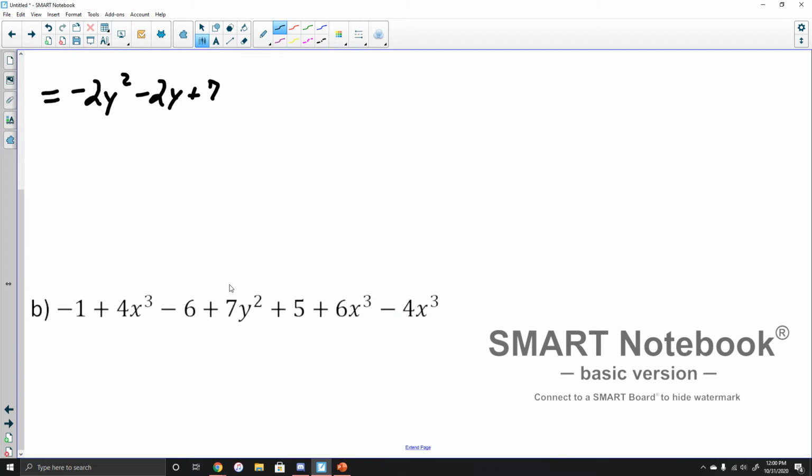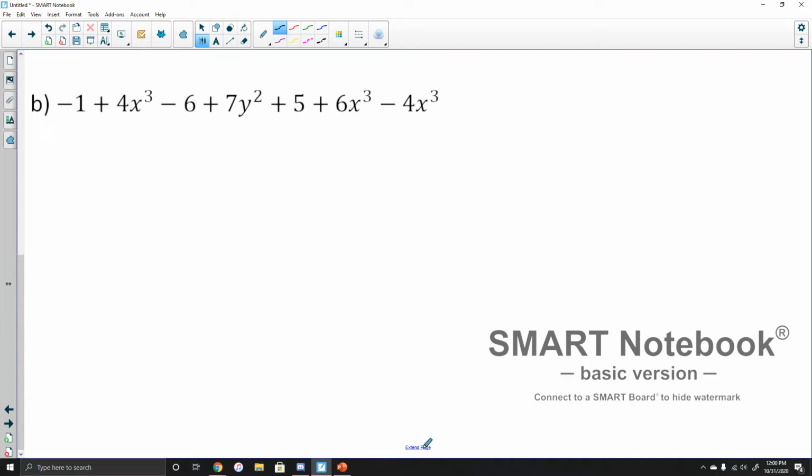So one more example. Again, I'm just going to go through and start with -1. Do I see any other constants? I have a -6. I have a +5, right? Those are all the things without a variable. So let's just write these out. We have -1, -6, +5. And I'm just rewriting the order, right? You can add and subtract in any order, right? 3 minus 4 is the same thing as -4 plus 3. So we can add in any order.